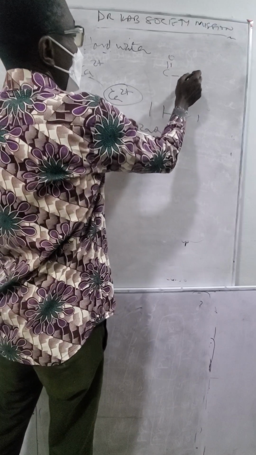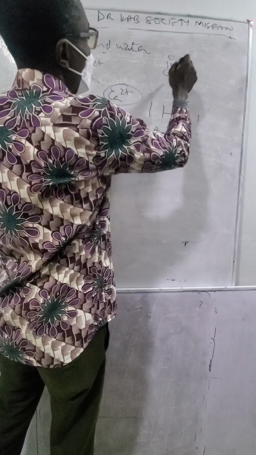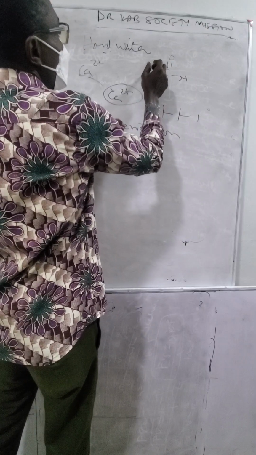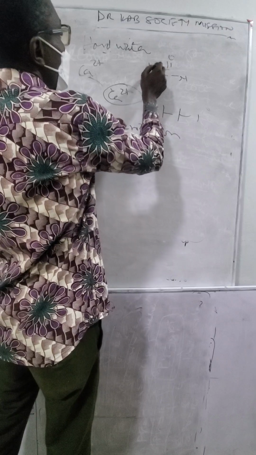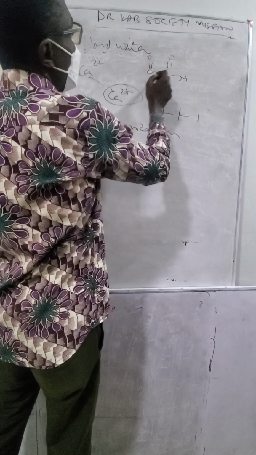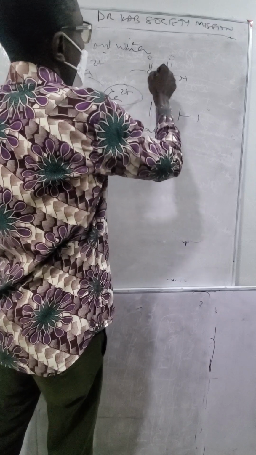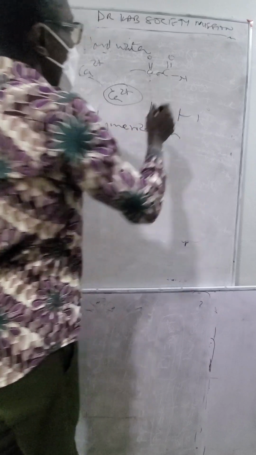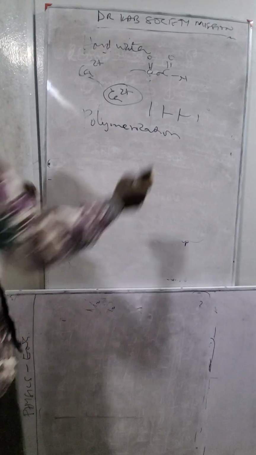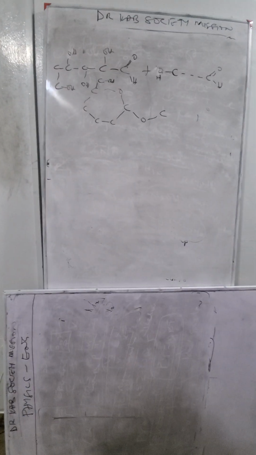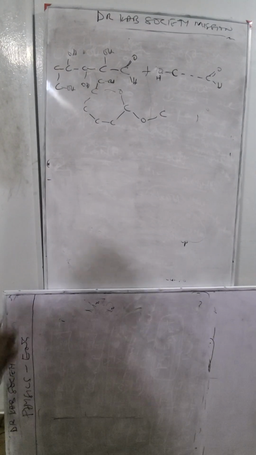amine here. Let's say this is an amino acid, in different forms. Let me just clean this one and draw it better. Now let's look at how polymerization works.